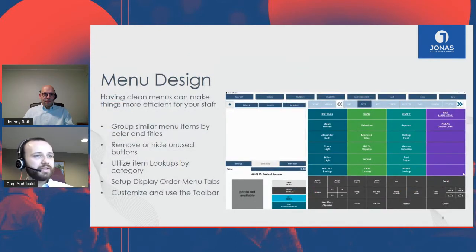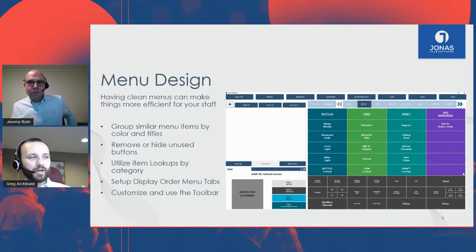So how can you start making your menus more efficient? Number one, just like we saw in these menu options here, group similar menu items by color and titles, remove or hide unused buttons, and then utilize item lookups and item lookups by category as well. Okay, so let's go into Jonas and we'll take a look at all these, including your menu tabs and your toolbar. We'll take a look at that as well.